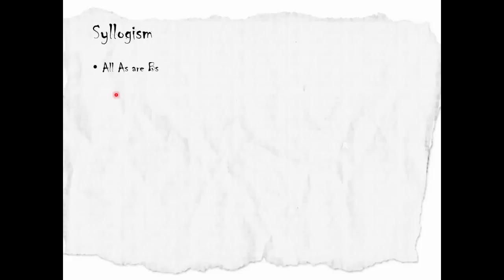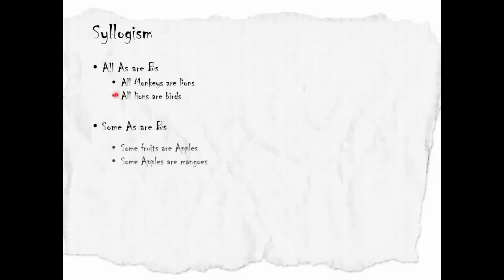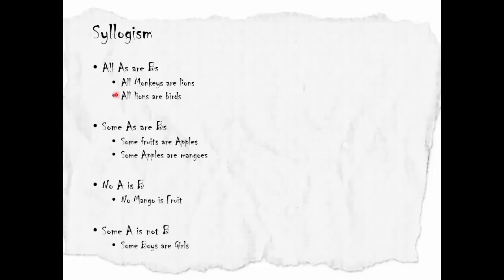So in syllogisms, you'll get sets of statements like all A's are B's, some A's are B's, no A is B, and some A is not B. Any syllogism question will consist of a few of these four statements. So let us try to understand each statement one by one.